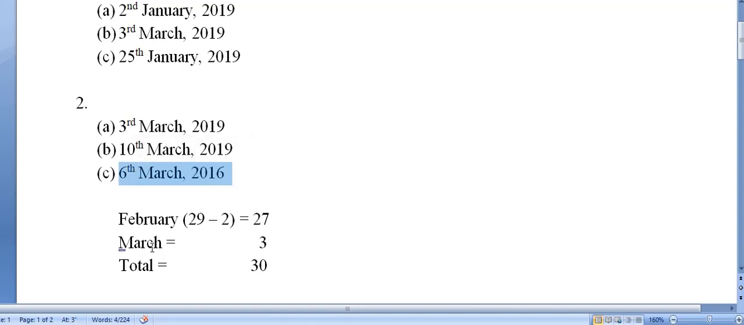Why 3 days from March? Because the bill is payable after 30 days. 29 minus 2, the date on which the bill was drawn, is 27. 27 plus 3 is 30. This 30 includes the 3 days of March. Then 4th, 5th, 6th, that is the 3 days extra grace period.